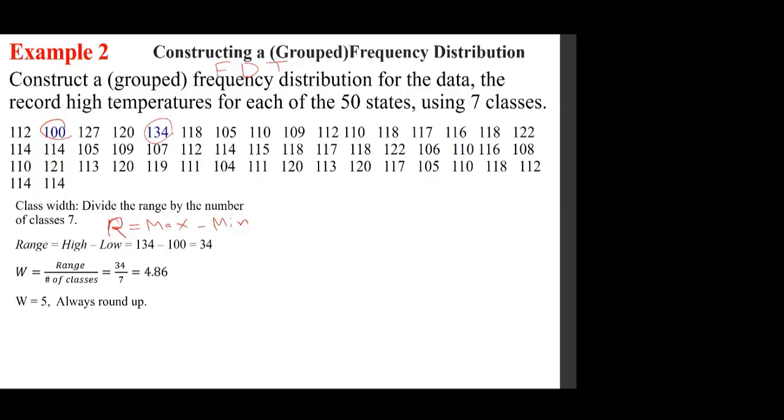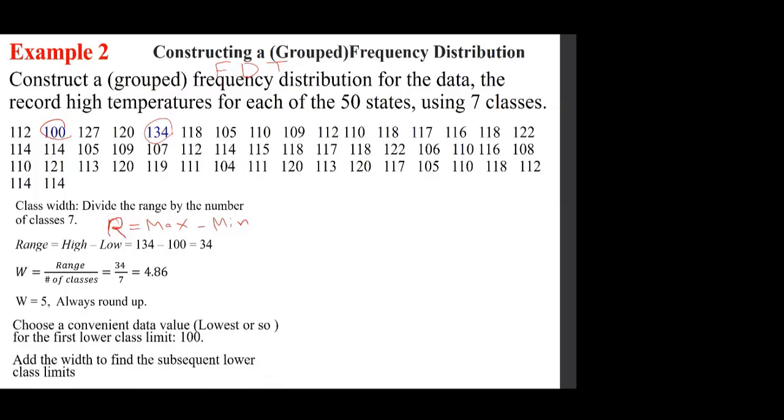Now, we want to choose a convenient number as the lowest number. These numbers are very straightforward, so you can even choose 100 as the starting point. That is a good point to begin with. Now, you don't even have to use 100. You can use other numbers, but if you use any other number, it has to be less than that.